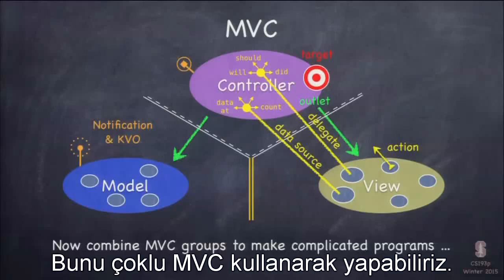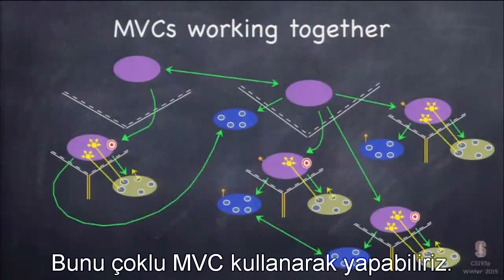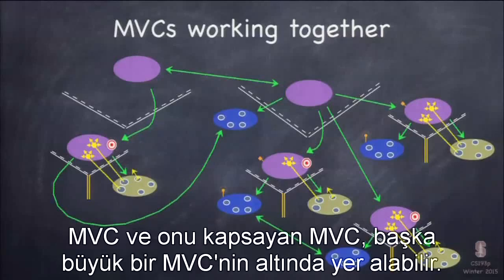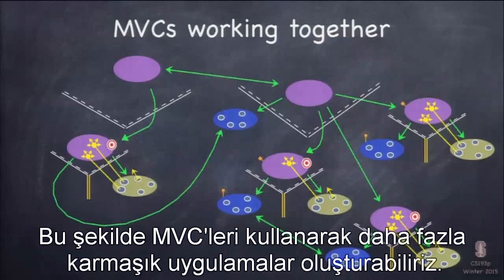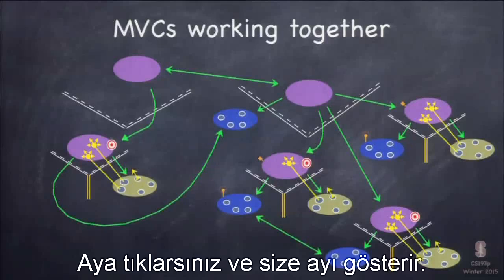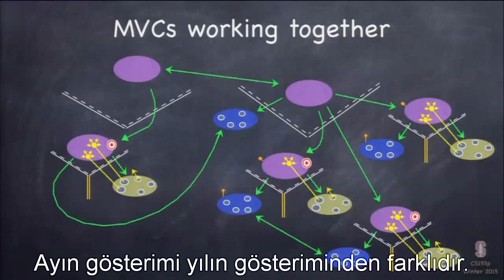Well, we're essentially going to combine multiple MVCs, okay? Because an MVC can use as part of its view another MVC. So an entire MVC can be one of the minions of some bigger MVC, okay? And by doing that and cascading it down, we can build more and more complicated applications. So an example of this is you might have your calendar app, and it's showing you the entire year. And you click on a month, and now it shows you a month view. Well, a month view looks a lot different than a year view.